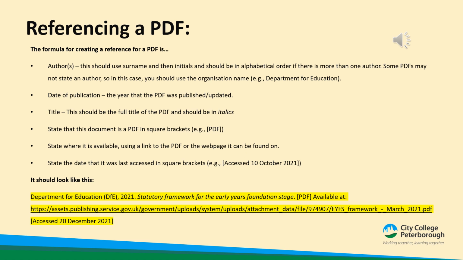The full reference should look like the one highlighted at the bottom of the slide. The author, or in this case the organisation, is first, Department for Education, followed by the date, 2021. The title is next, written in italics, Statutory Framework for the Early Years Foundation Stage, followed by PDF, written in square brackets. Next, we state where the document can be found, writing available at, followed by the link. Finally, the date accessed is written in square brackets, accessed 20th of December 2021.